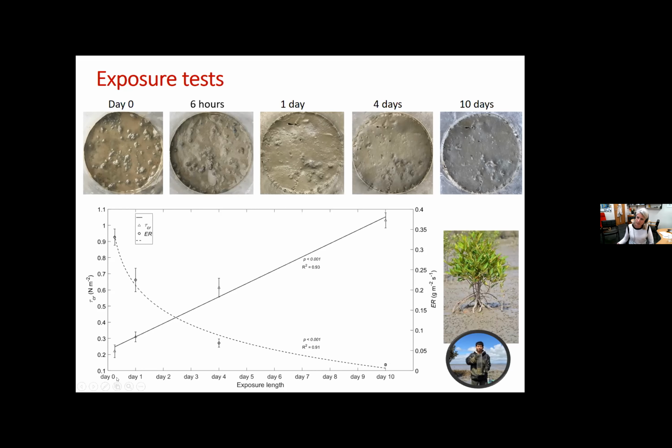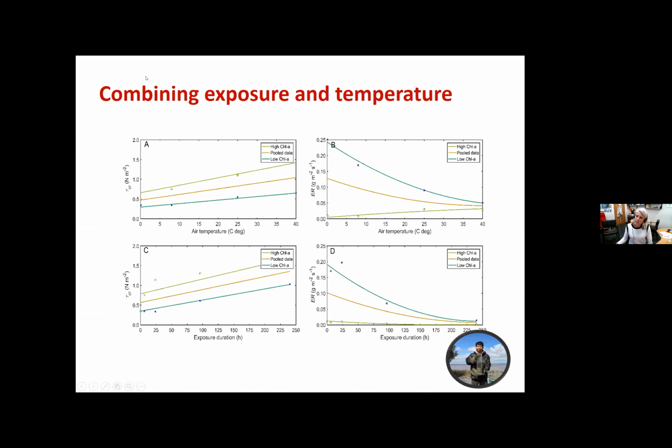And so you can see that the dashed line here is the erosion rate, and the triangles or the solid line is the critical erosion stress. And so you could see a dramatic difference again between exposure time and the critical erosion threshold. And so he took those measurements of exposure and temperature and created one model that had exposure and temperature in it, and he could get a generalized function for the critical erosion stress and the erosion threshold.